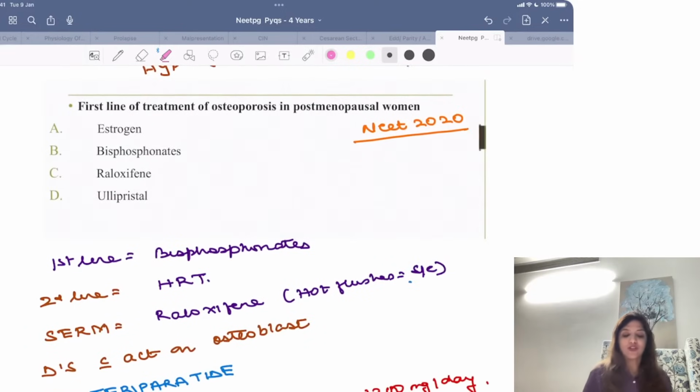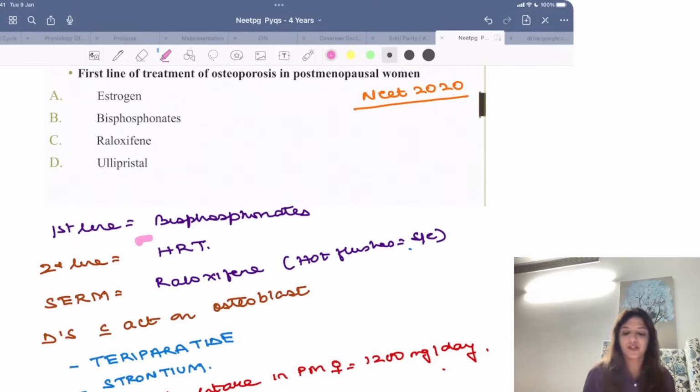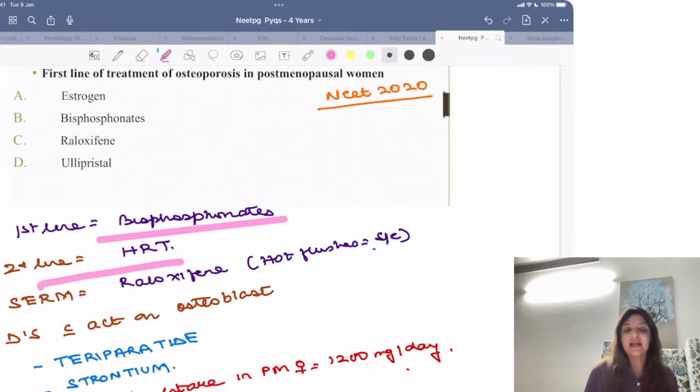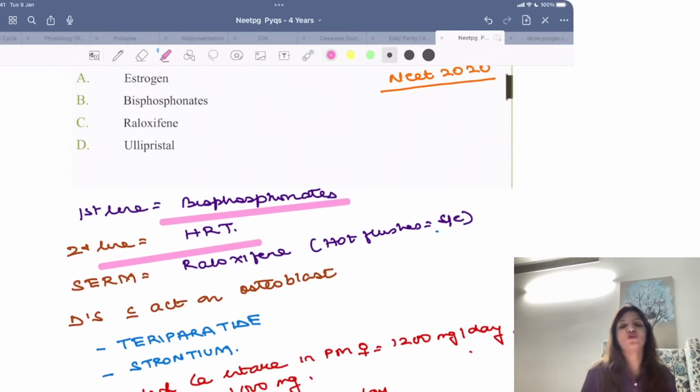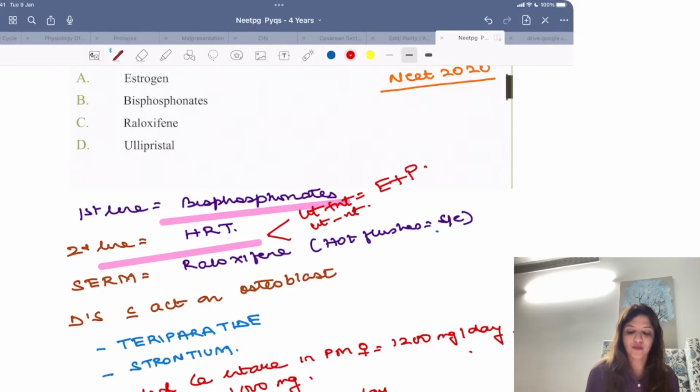What is the first line treatment of osteoporosis in postmenopausal female? The first line treatment for osteoporosis is bisphosphonates. Second line treatment is HRT. Are you going to give HRT? If uterus is present, you are going to give estrogen plus progesterone. If uterus is absent, you are going to give only estrogen.